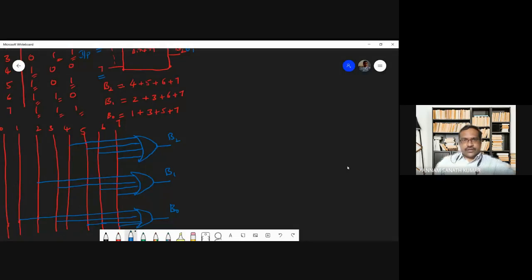Good, you can ask doubts like that so that it will be interactive. So I will take one more octal number, 7, 4, 5, 6. This is the octal number I need to convert into binary.